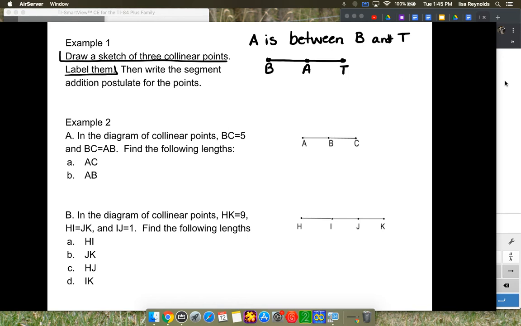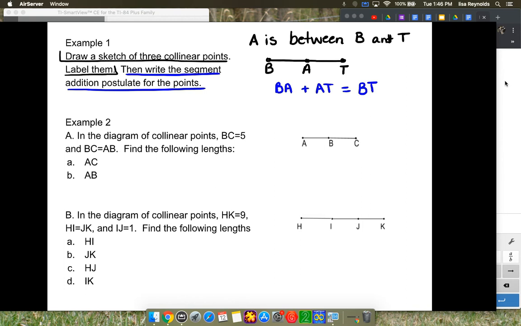Now that we know where things are located, we're going to write the segment addition postulate for these points. So we start out with our first piece, which is BA. We're going to add our second piece, which is AT, and this will equal the whole thing, which is BT. So the length of the first piece plus the length of the second piece equals the length of the whole thing.